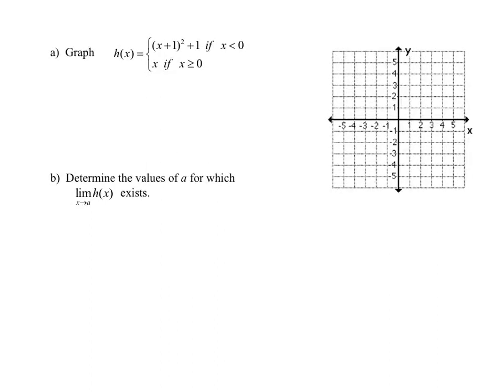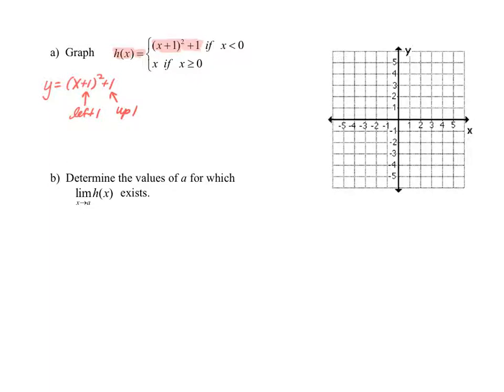So this piecewise function has two pieces. My first piece is basically y equals (x plus 1) squared plus 1. So let's start with that piece. Y equals the quantity x plus 1 squared plus 1. So remember, this is going to be a parabola. The parent function is y equals x squared, but we have a shift. So this x plus 1 causes a shift to the left 1, and then this plus 1 is a shift up 1.